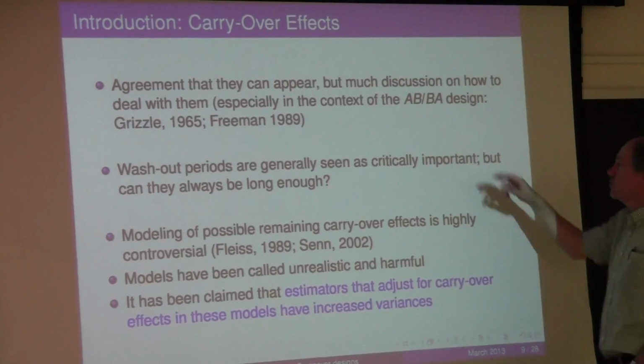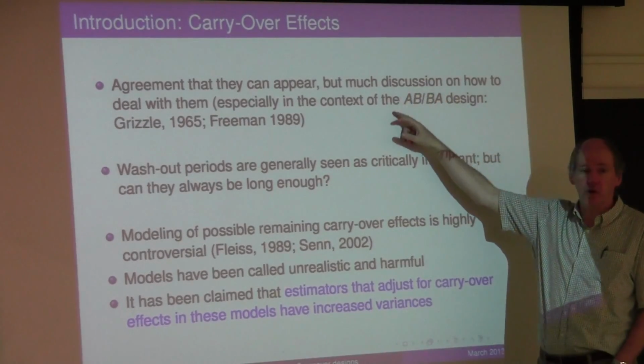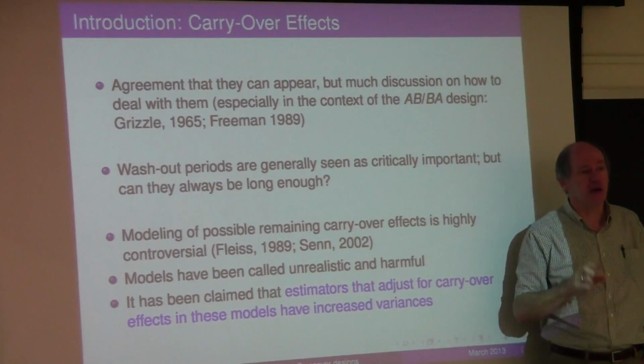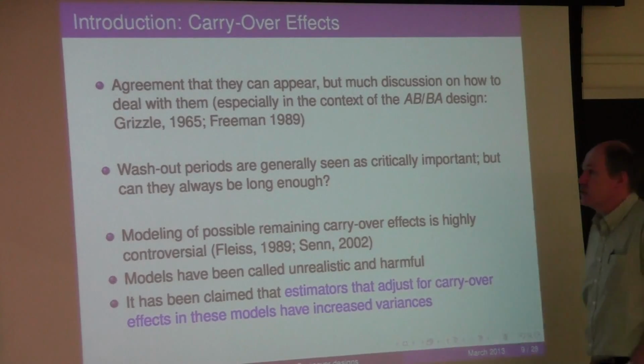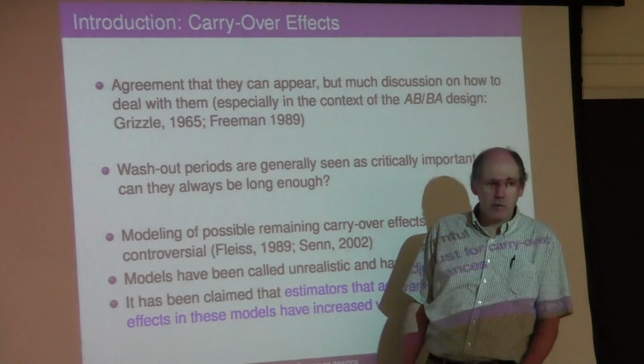And a lot of the discussion focuses on this very simple design where you only use the sequences AB and BA. So 2 periods only, half of the subjects receive AB, half of the subjects receive BA. And there are several proposals on how to deal with it, and none of them seem to be very good.